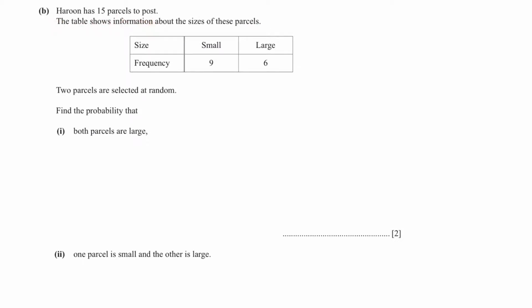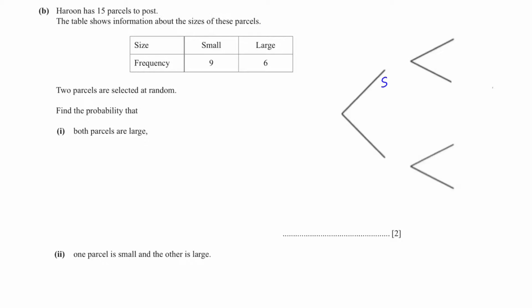Harun has 15 parcels to post, and we have been given a table. The size and the frequency has been mentioned. 2 parcels are selected at random. Find the probability that both parcels are large. If you draw a tree diagram, the question will become easier to solve. So as there are 2 possibilities, small and large, this is the tree diagram that we have drawn.